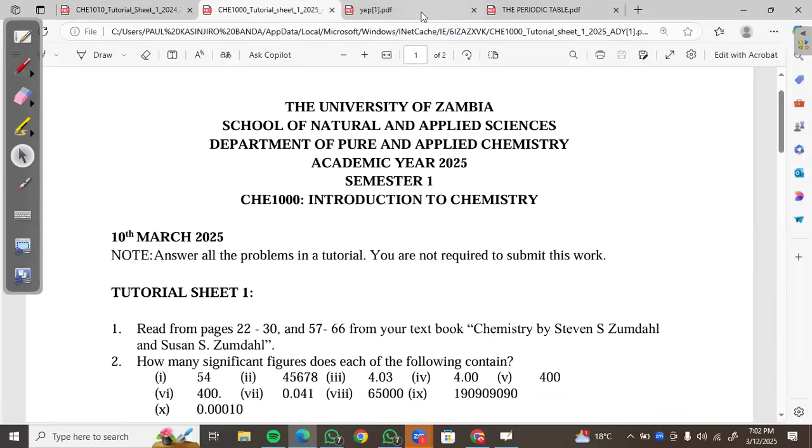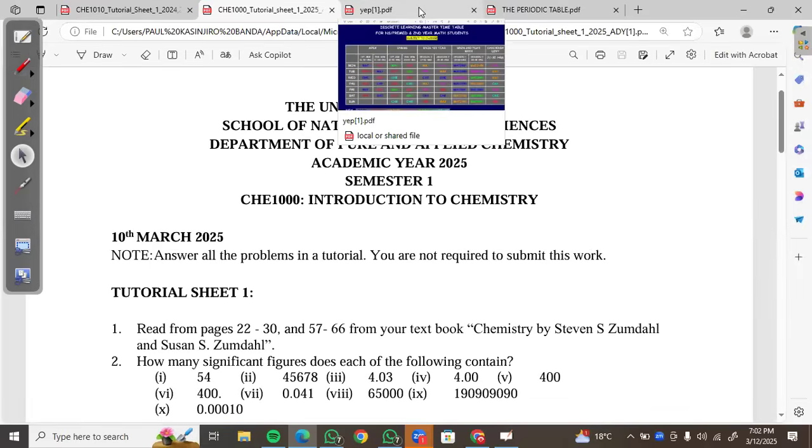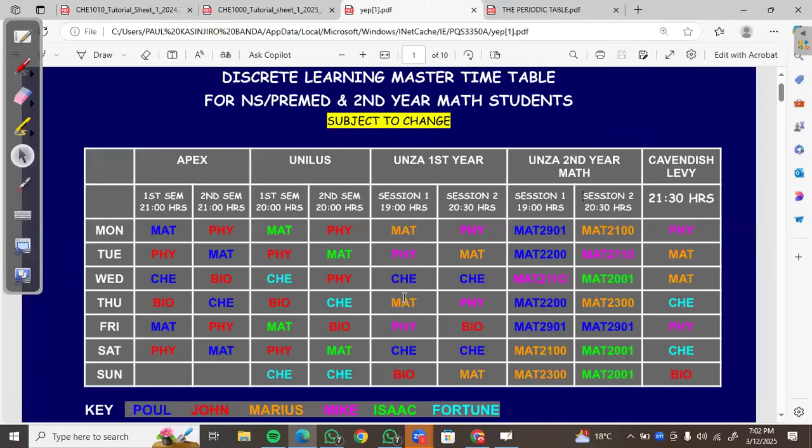Let me just check my timetable here. When do I have chemistry for Unza? Okay, Wednesday, which is today. So today we are going to do chemistry tutorial sheet 1 for chemistry 1000. And then I have chemistry on Saturday again at Unza. We're going to do the tutorial sheet for 1010.